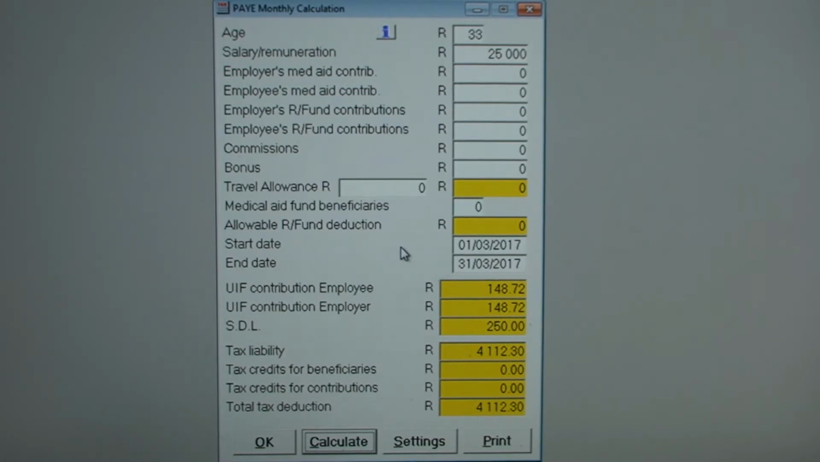Rand on the 25,000. If we then say that the employer and the employee each contribute 3,000 Rand a month to the employee's medical aid fund, and the employee has two beneficiaries, the employee and his spouse, what happens is that the 3,000 Rand employer's contribution is treated as a fringe benefit and is taxable in the hands of the employee. The employee's contributions are not taxable.